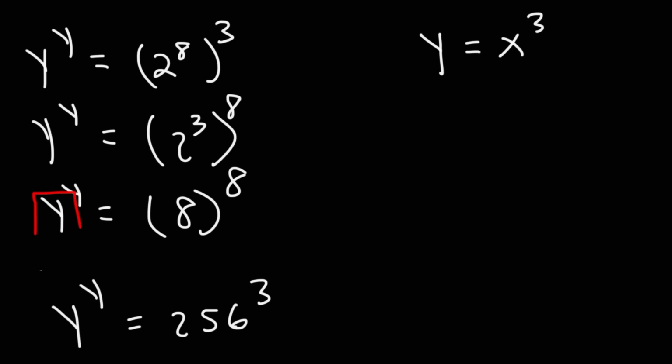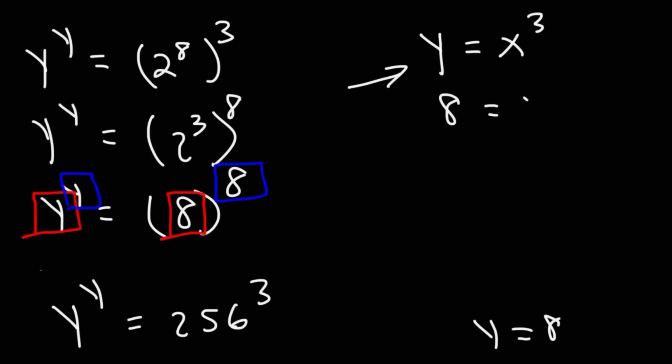So we can see that y is equal to 8. Y to the y is 8 to the 8. So now that we know that y is equal to 8, we can plug that here. So 8 is equal to x cubed. Now to get the value of x, we need to take the cube root of both sides, or we could raise it to the 1/3.